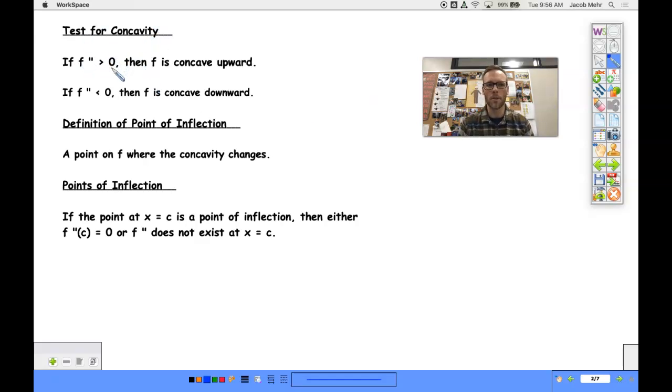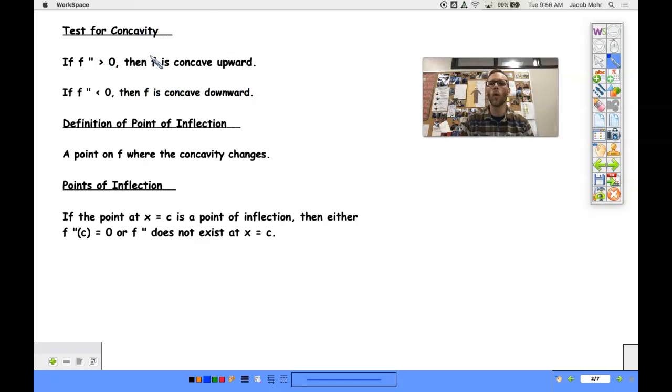If f double prime is positive, then it's concave up. Again, f double prime positive means f prime is increasing, which means it's concave up. If f double prime is negative, f prime is decreasing, so it's concave downward. That's how we check for concavity.